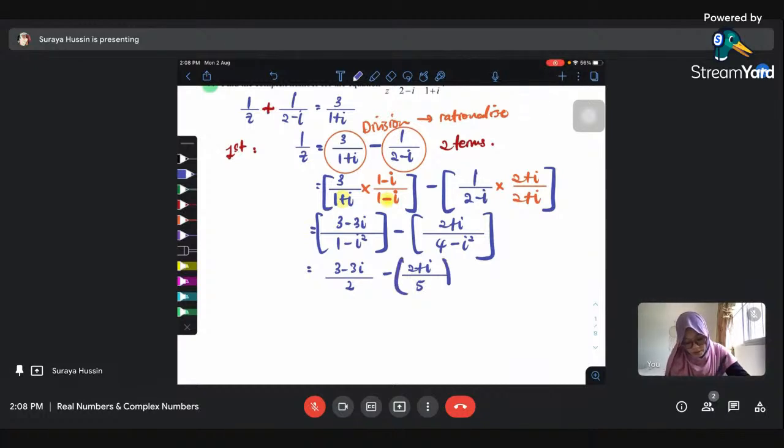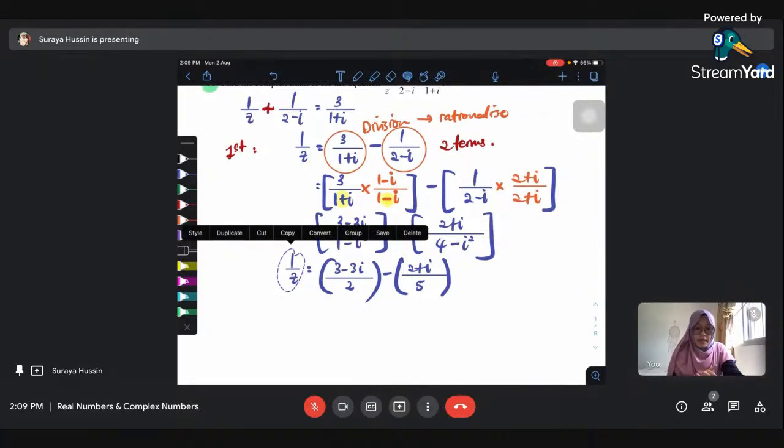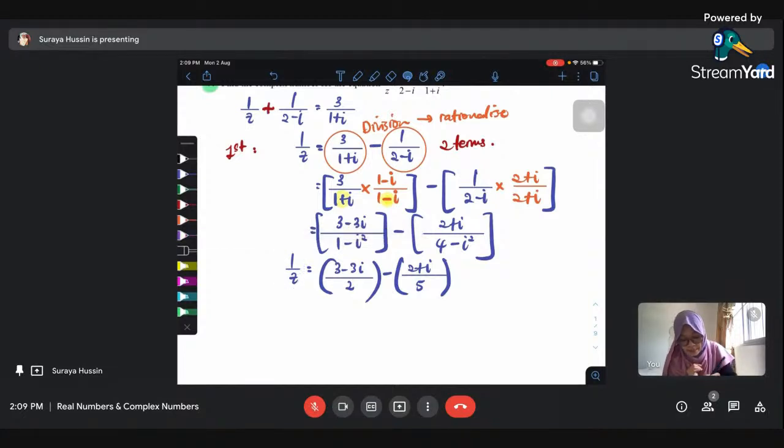So this is what you got. So far so good, everybody? But remember, all of this is still 1 over z. This simplified version, you have simplified it, you have rationalized it. Ini adalah masih jawapan. Ini masih equal to 1 over z, bukan z. What you want is z, isn't it? You nak z, bukan 1 over z.